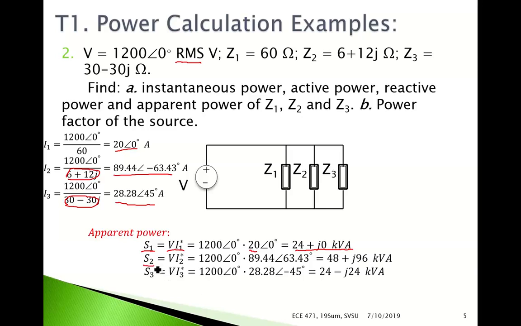So we got the apparent power. Similarly, S2 and S3 follow the same pattern: V times I2 conjugate, V times I3 conjugate, respectively. We got different apparent powers. Again, we can easily tell the active power and the reactive power based on the apparent power.